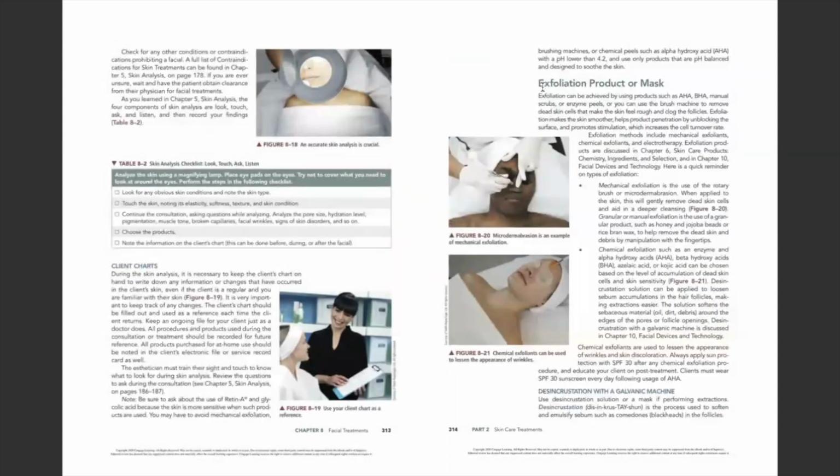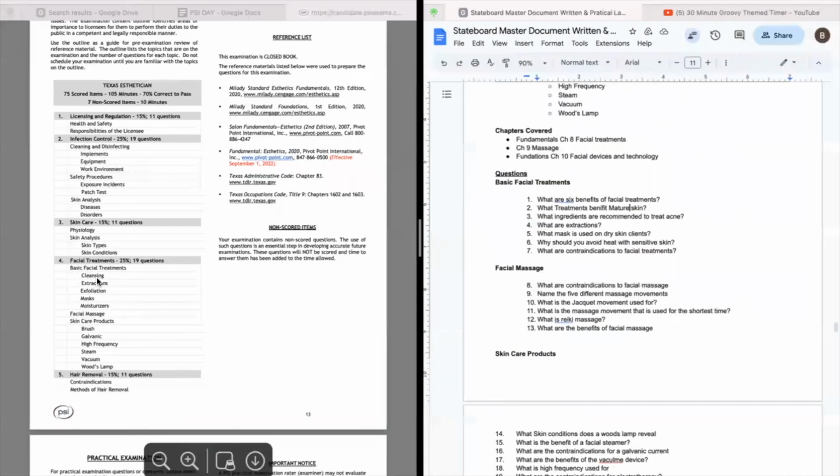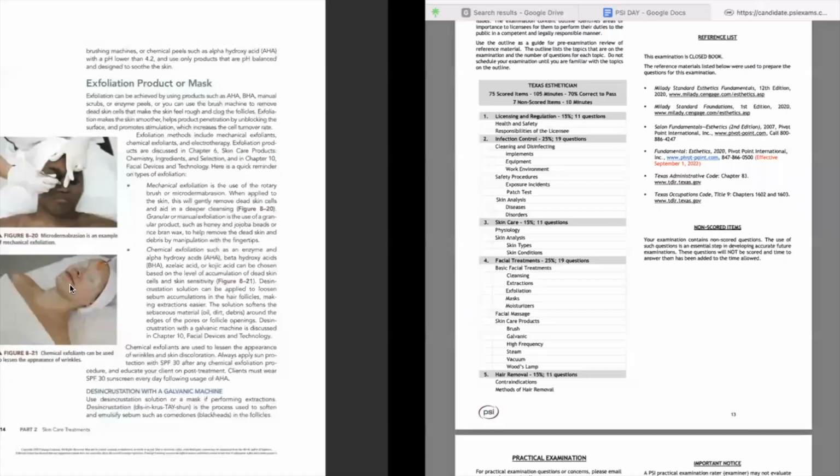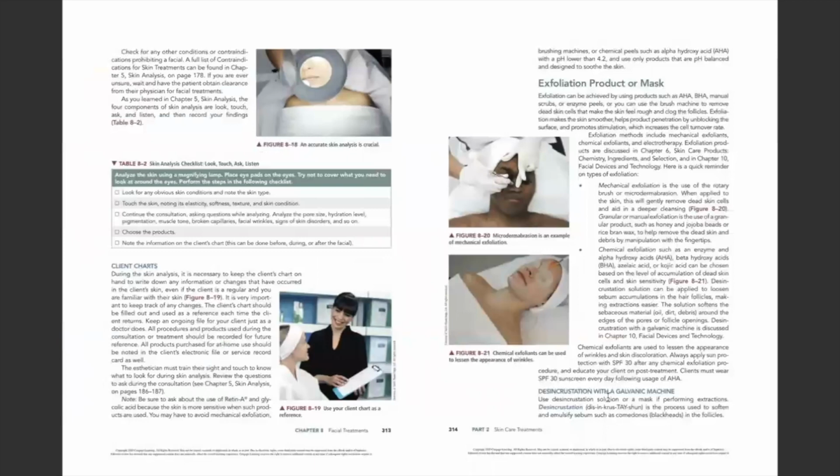So then again, exfoliation product or mask products, skin analysis checklist: look, touch, ask, listen, de-encrustation. So they're talking about extraction, but you saw how they said extraction as a procedure, but they also said extraction as a, what's another one? From if you were to use vacuum or galvanic. So we know vacuum and galvanic can be used in place of the extraction, but you also want to understand the procedure of extraction itself and then products and implements and tools that would go along with that.